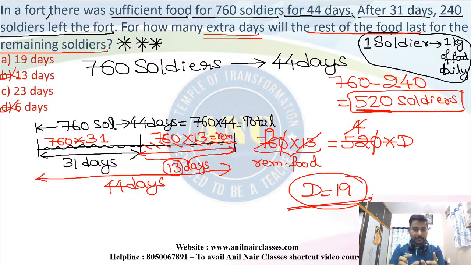And that food will be eaten right now by how many people? Only 520 people will be eating that food of remaining 760 into 13 units. And they will be taking D days to complete that work. D is equal to 19 if you simplify. Quickly comment in the live chat.